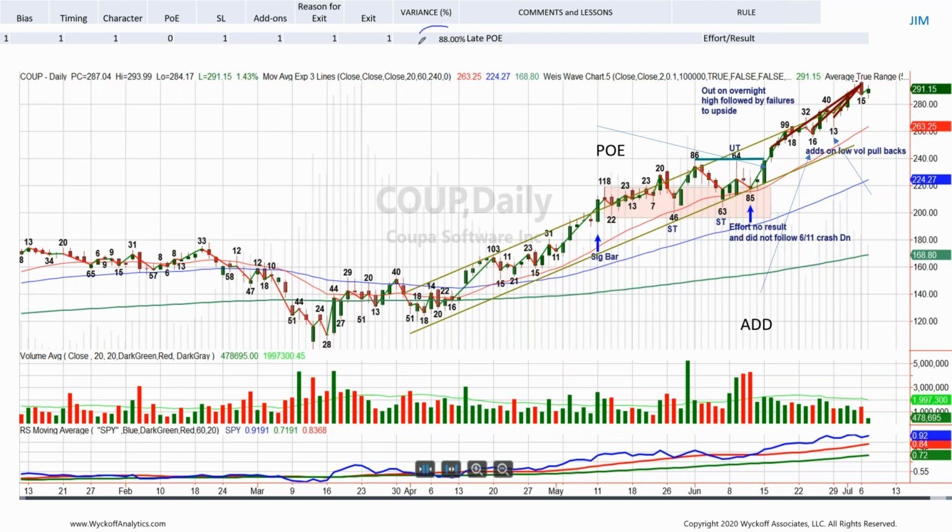On the process, the variance was 88, and yeah, the point of entry, and I would say probably the exit. So to me, that's still under question. So there's two points, the point of entry and the exit.